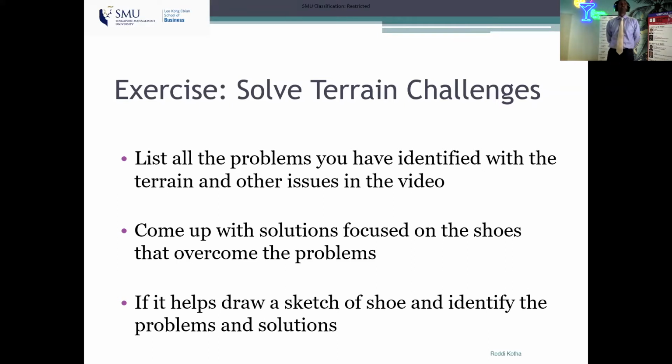Mid-size shoes cut above the ankle, good grip. No lace shoes, because you don't want your laces to get tangled with the vegetation. Improve the grip of these shoes. Very good. Water drainage, very good, MZ Chua.